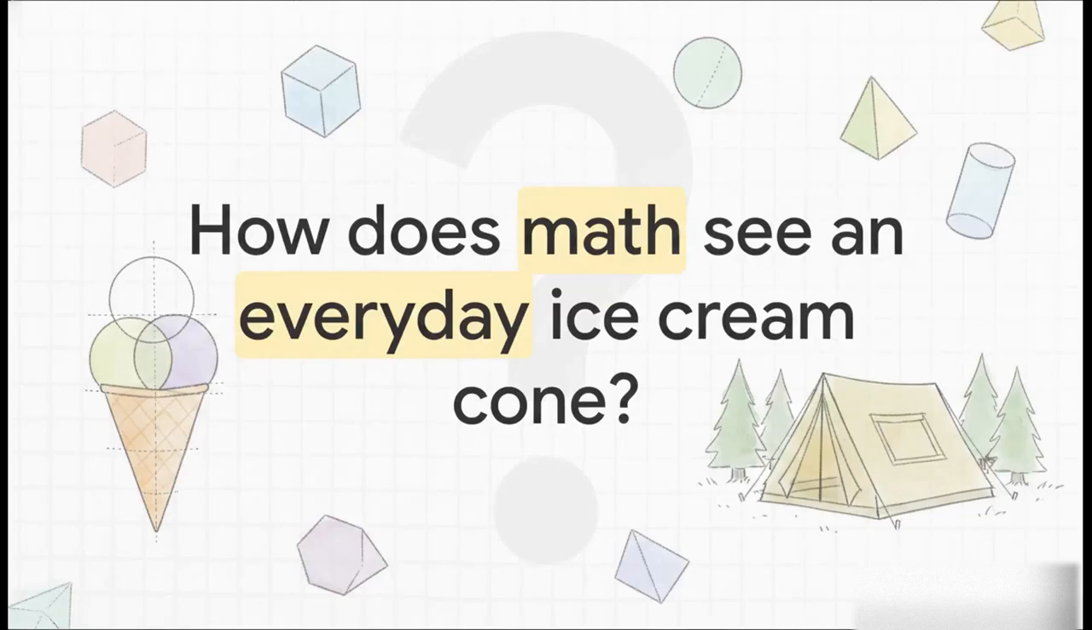Okay, let's dive into this. Ever wonder how math sees an everyday ice cream cone? Or a camping tent pitched out in the woods? We usually look at these things and just see a tasty treat or a place to crash for the night. But to a mathematician or even a 3D software engineer, these everyday objects are actually complex combinations of very basic, fundamental geometric shapes. Understanding how these basic shapes lock together to form our world, that is literally the first step in decoding the architecture of reality.